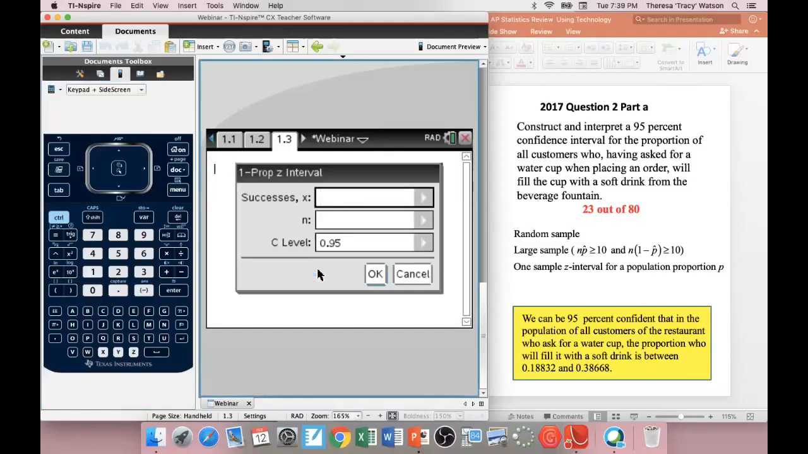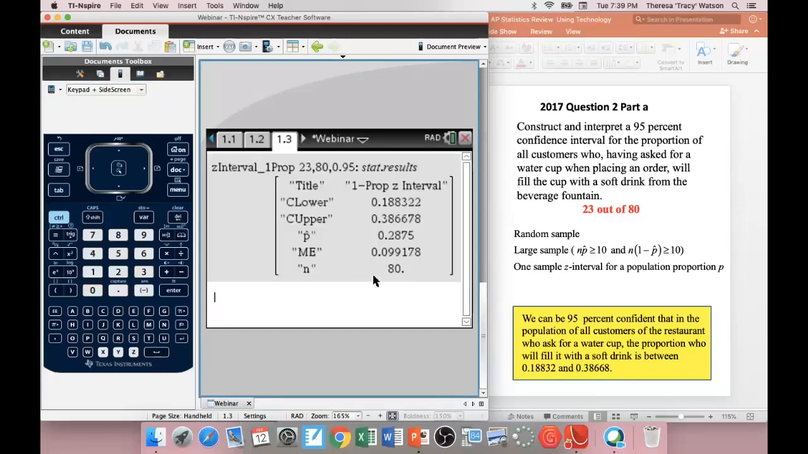So that's why on my screen I left that 23 out of 80 and I put it in red. In the sample that we saw that they observed, there were 23 successes, which in this case means they filled their water cup with soft drink, but we're going to call that a success. That always bothered me about this problem, but that's okay. And I had 80 people that I watched, and I'm doing a 95% interval. And when I hit OK, boom, I'm done. I've got everything on my screen that I need.